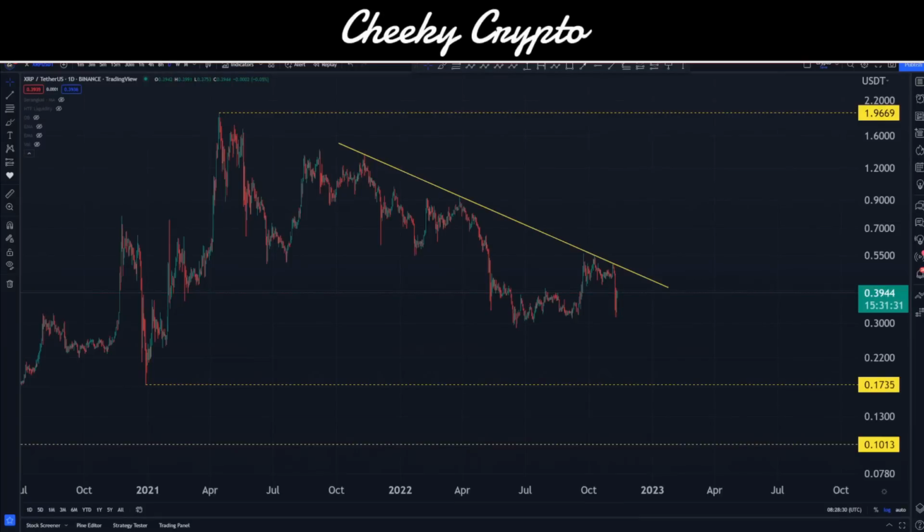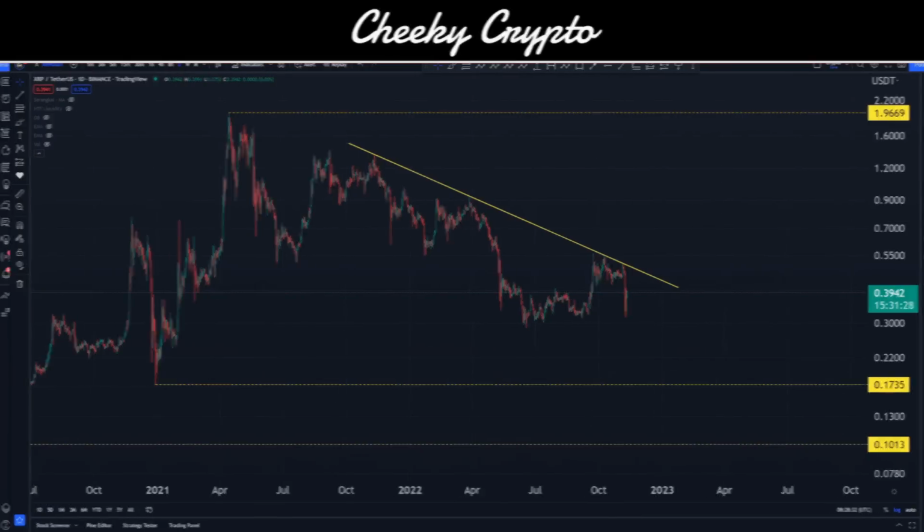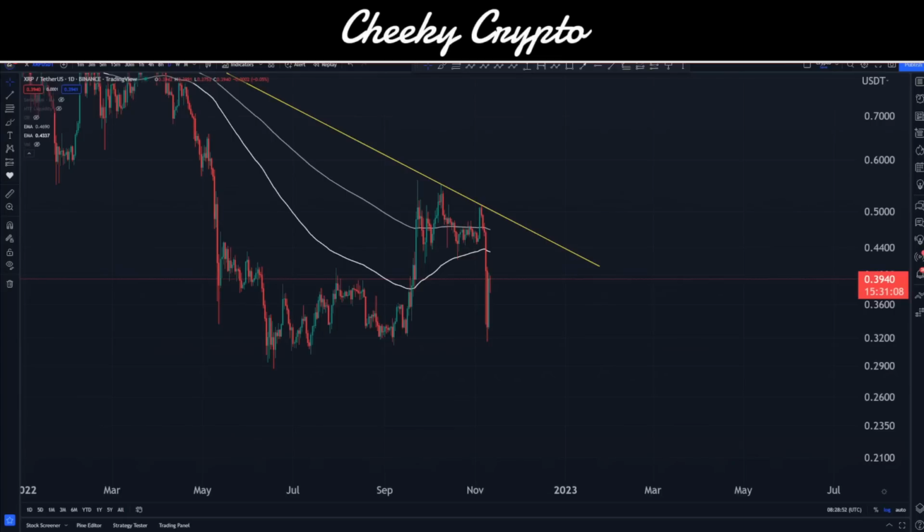Here you can see that XRP is in a downtrend. And if we throw both the 100 EMA and 200 EMA onto the price chart, we can also see that these are indicating that there is a breakdown and we have further to go, indicating further downside for XRP.